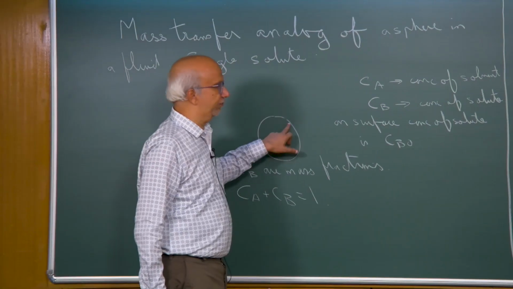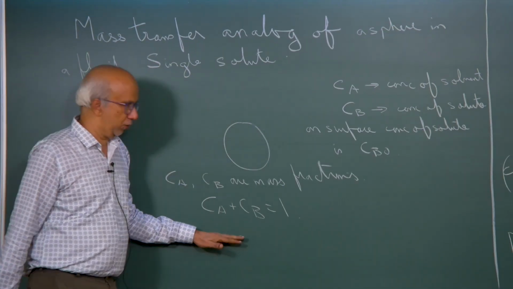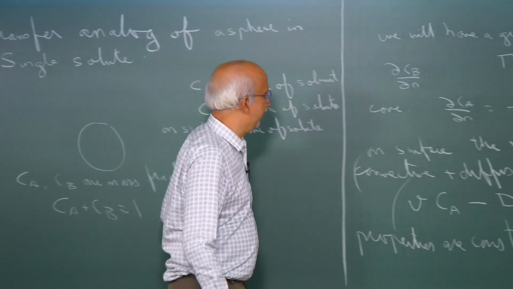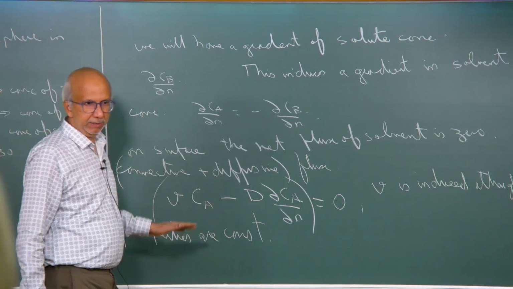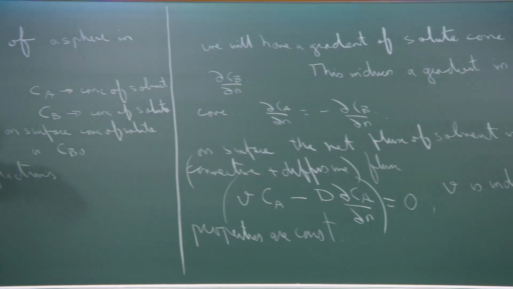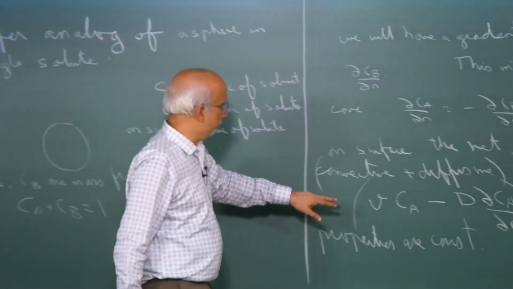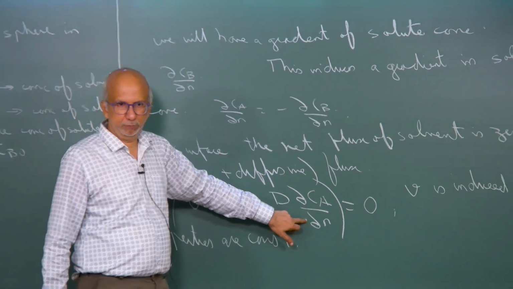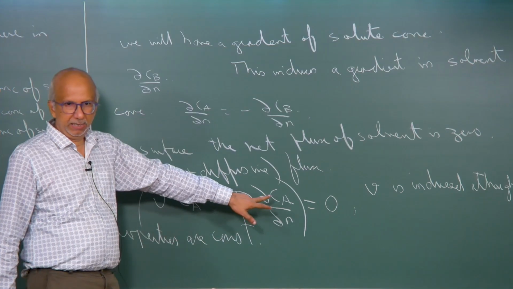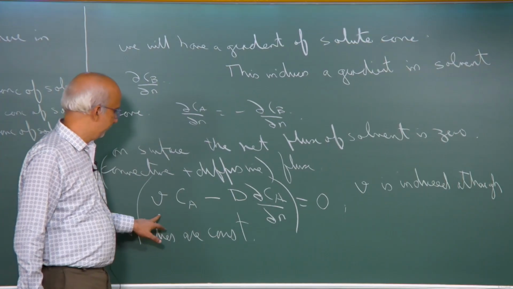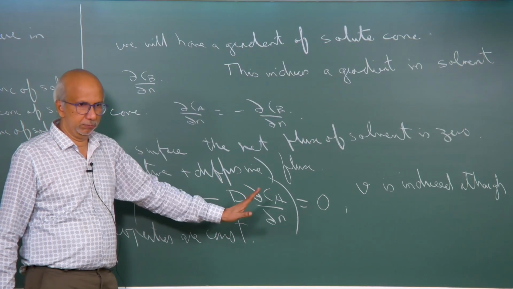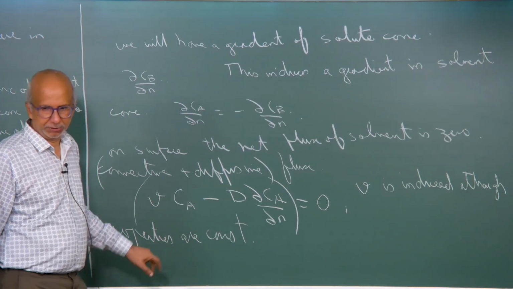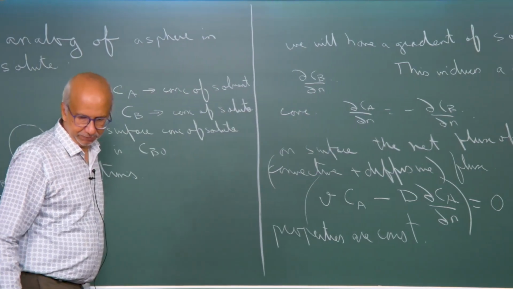So just to repeat, solute is getting transferred, therefore there is a solute gradient. Because of this constraint I have a gradient in the solvent concentration, and the net flux of the solvent from the surface has to be 0. Therefore the only way I can ensure that there is no diffusive flux is if there is a convective flux which takes care of that. This is the convective flux, that is the diffusive flux, together they should be 0. So the velocity that is induced is going to be given by this.